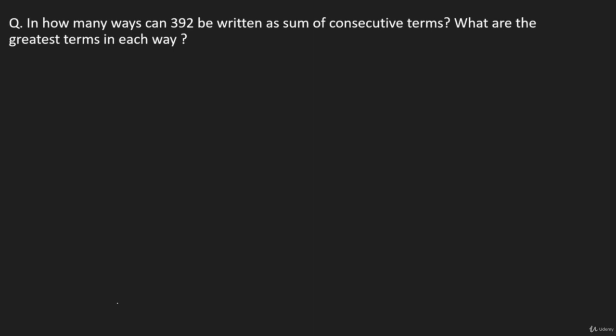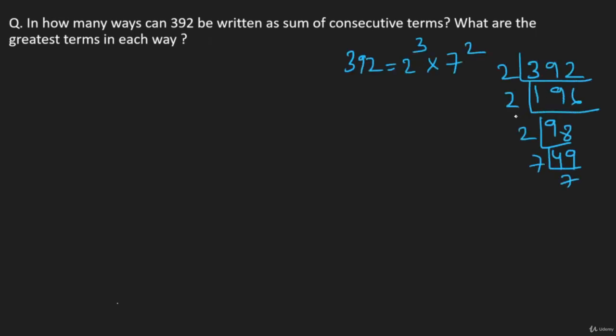What are the greatest terms in each way? Alright, pause the video, give it a try, and then we'll do it together. Alright, we are back. I hope you have given it a try. Let's do it together. The first step is to prime factorize 392, right? That will give you 2 cube into 7 square. So you have 3 2's over here and 2 7's. So 392 is equal to 2 cube into 7 square.